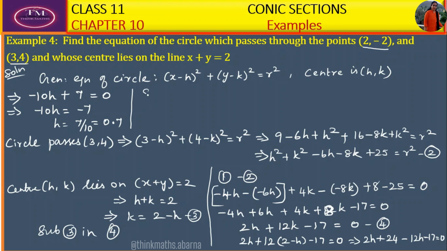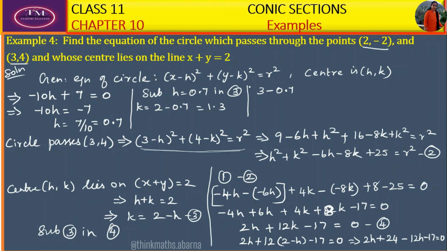So we can substitute h is equal to 0.7 in the third equation. So k will be equal to 2 minus 0.7, which is 1.3. So we got h, we got k. Now we need to find r square. Let us substitute in this equation to get r square. So it is (3 minus h), 3 minus 0.7, whole square, plus (4 minus k), k is 1.3, whole square, which is equal to r square.